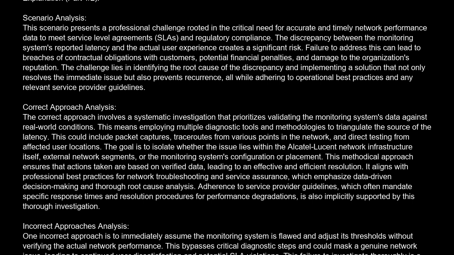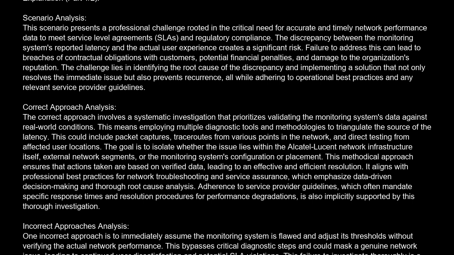The discrepancy between the monitoring system's reported latency and the actual user experience creates a significant risk. Failure to address this can lead to breaches of contractual obligations with customers, potential financial penalties, and damage to the organization's reputation. The challenge lies in identifying the root cause of the discrepancy and implementing a solution that not only resolves the immediate issue, but also prevents recurrence, all while adhering to operational best practices and any relevant service provider guidelines.